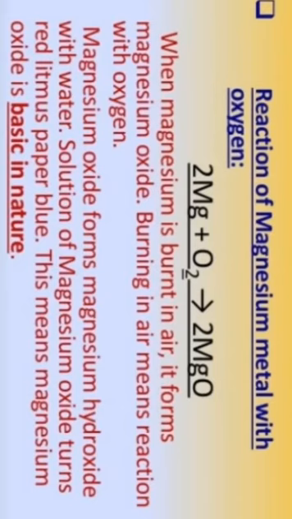Similarly, magnesium reacts with oxygen to form magnesium oxide. And when this magnesium oxide is dissolved in water, it forms magnesium hydroxide solution. And when we test this magnesium hydroxide solution with red litmus paper, we will find out that red litmus paper turns blue. So it confirms that it is basic in nature. In the same way, calcium, copper and mercury react with oxygen to form metal oxide.